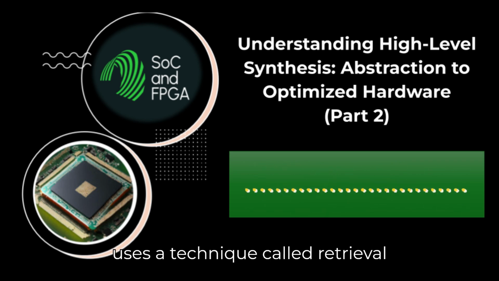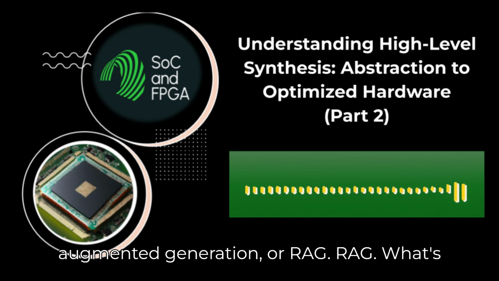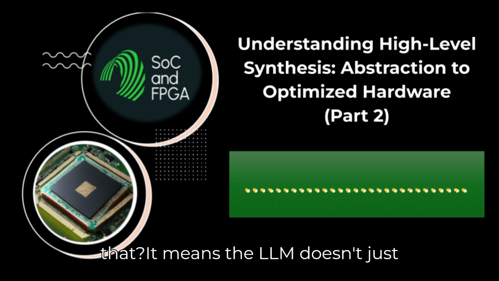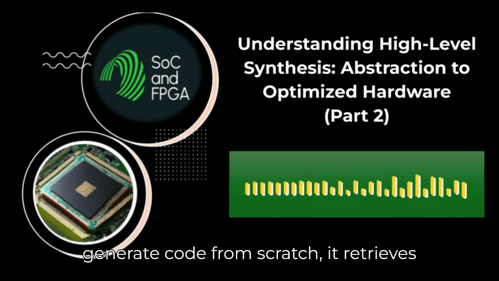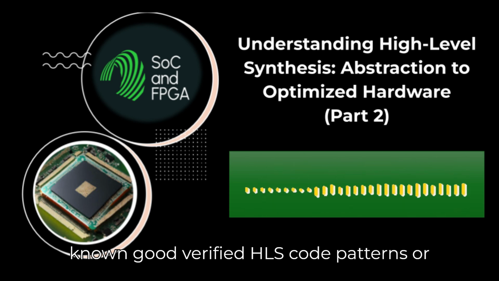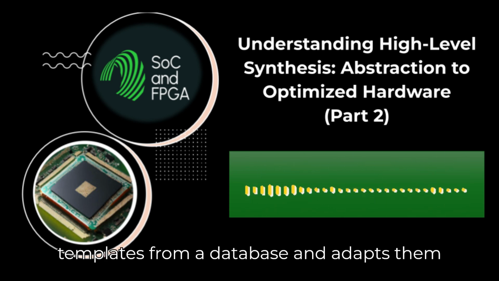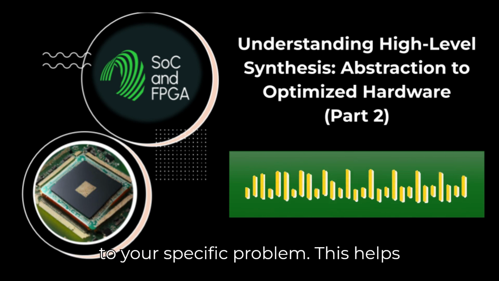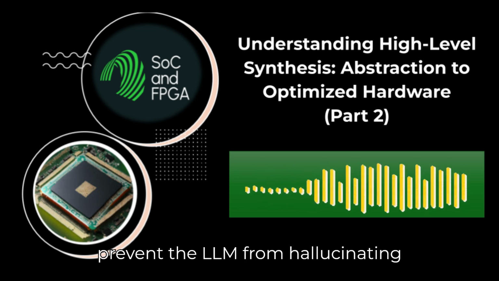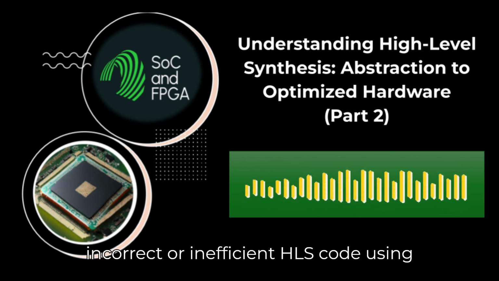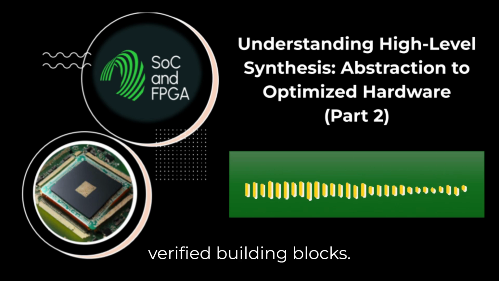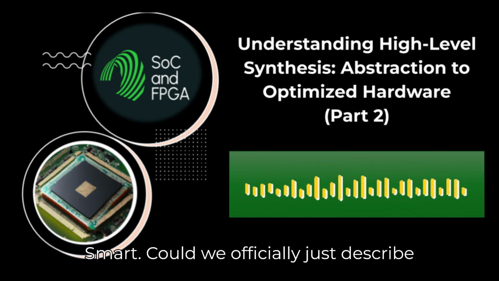Often, this uses a technique called retrieval augmented generation, or RAG. RAG. What's that? It means the LLM doesn't just generate code from scratch. It retrieves known good, verified HLS code patterns or templates from a database and adapts them to your specific problem. This helps prevent the LLM from hallucinating incorrect or inefficient HLS code. Using verified building blocks. Smart.